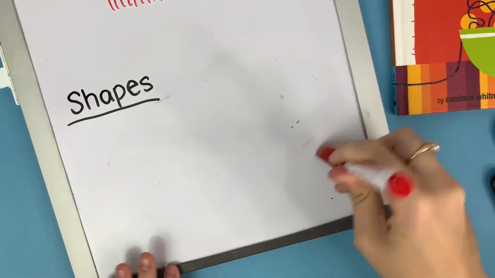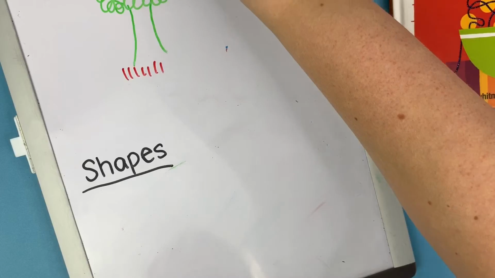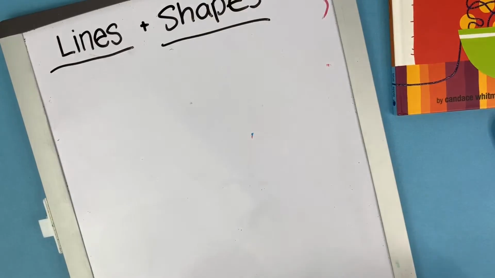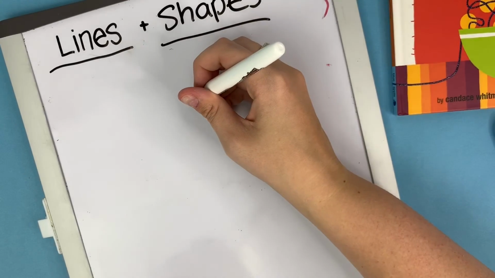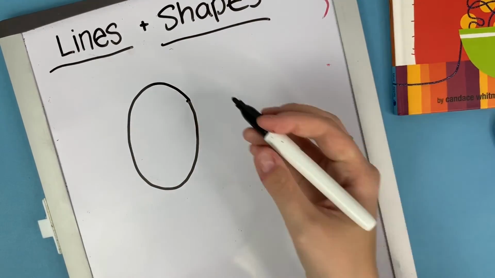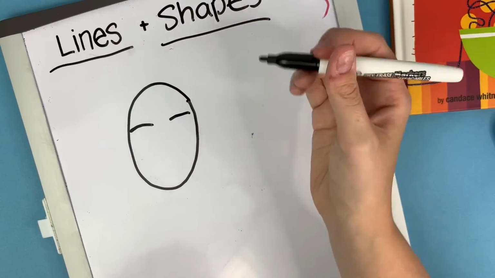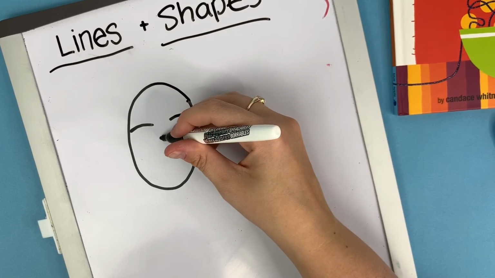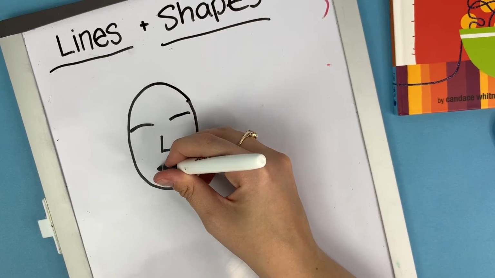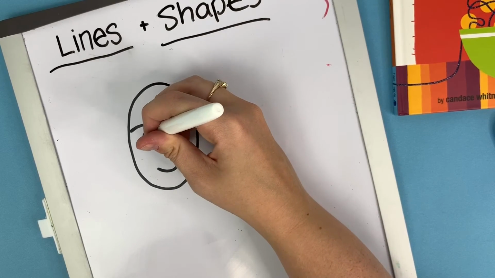Okay, so let's look at our portraits. If we're drawing ourselves, what shapes and lines do we need to know? We need to know about an oval shape for our heads, maybe some curved lines for our eyebrows, maybe a short zigzag for our nose, another curved line for our mouth, and circles for our eyes.